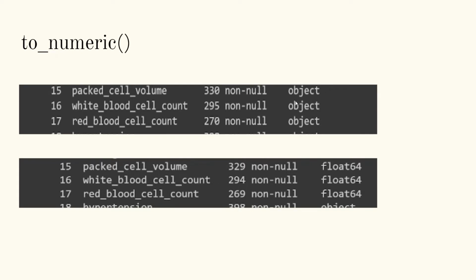Okay, here, columns number 15, 16, and 17 are numbers, but the data type is object. So first things first, we should change that data into float. We use the to_numeric function here.